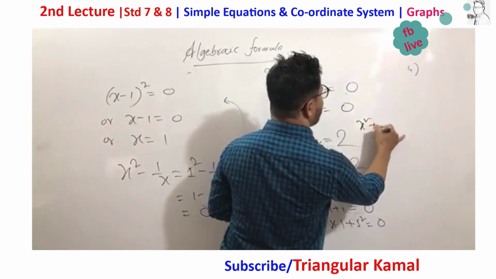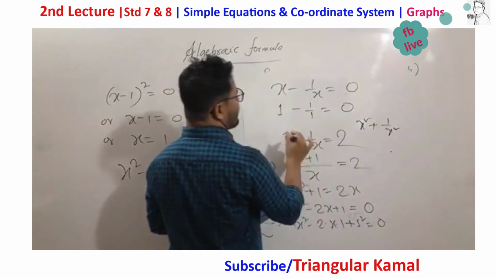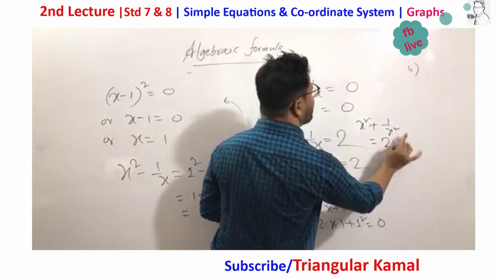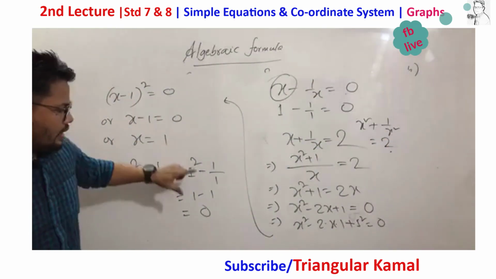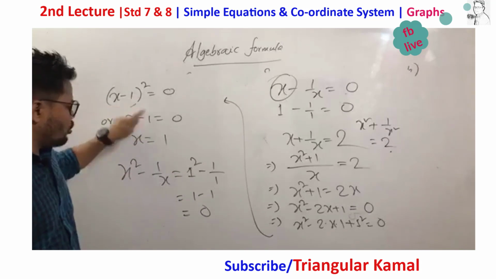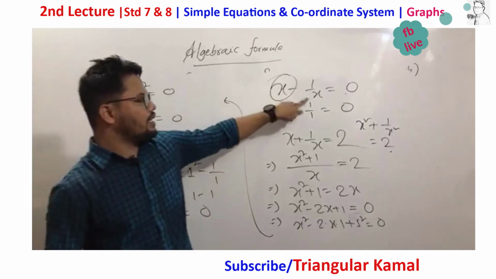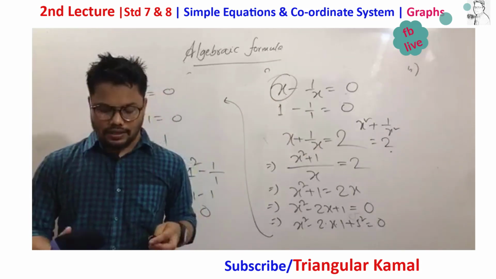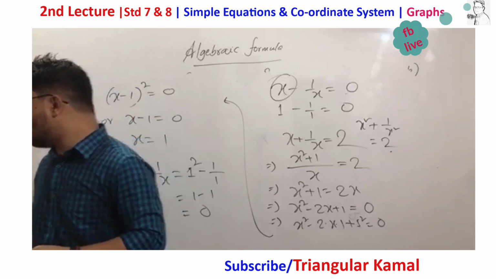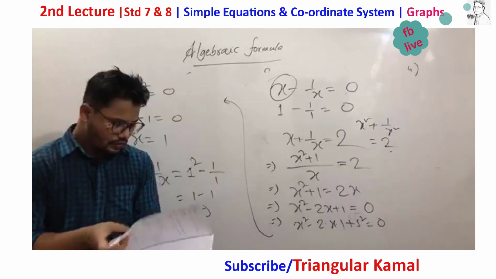Then x square plus 1 by x square, definitely while x is 1, this result will be 2. So in this MCQ, you have to find the value of x first, then apply the information which is required. I think this is now clear to you. Is there any more?